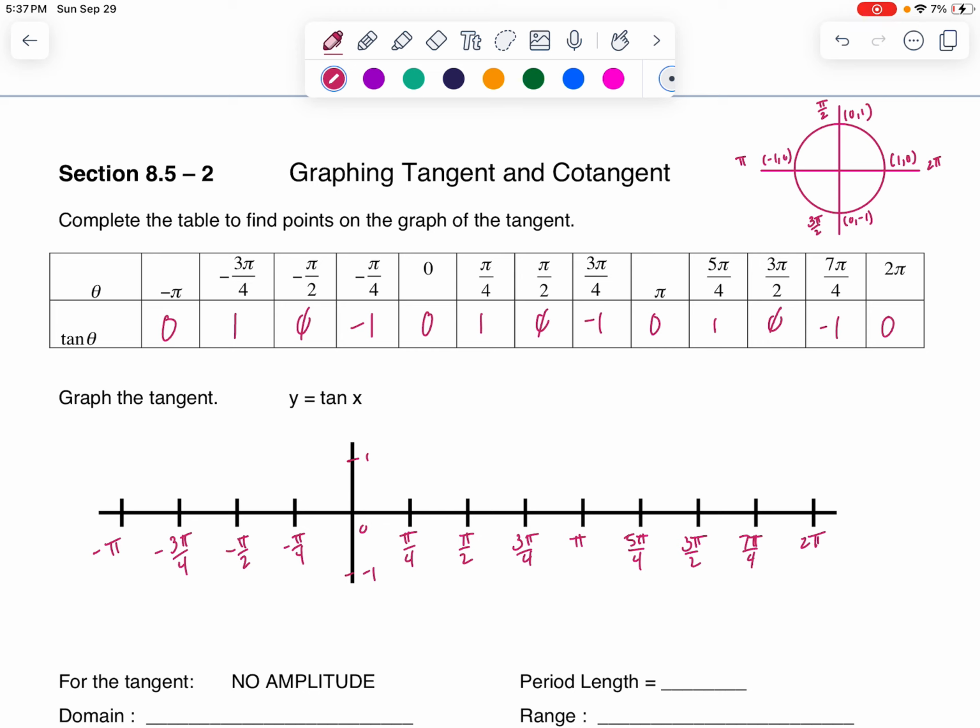So at negative pi, we're going to be at 0. So there's my first point right there. Negative 3 pi over 4 is at 1. We have negative pi over 2 is undefined. So this is where we have our asymptote. And then just continue on with this graph.